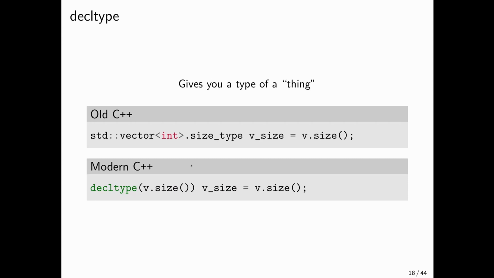There is the pendant to auto. It's called decltype. And with decltype, I can figure out the type of a thing. So in this example, there is a vector, and I wanted to have the size of this. However, the vector size is some size type defined by the standard library. The easiest way would be to write auto. If you don't want to use auto for some reason, for some more advanced example, you could use decltype to figure out the type this way.